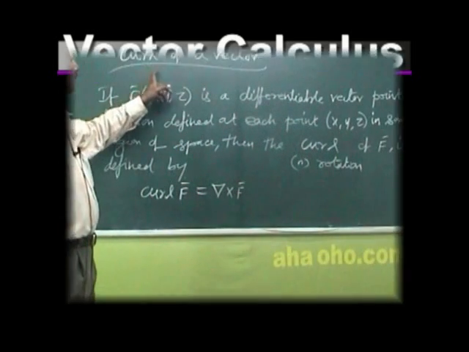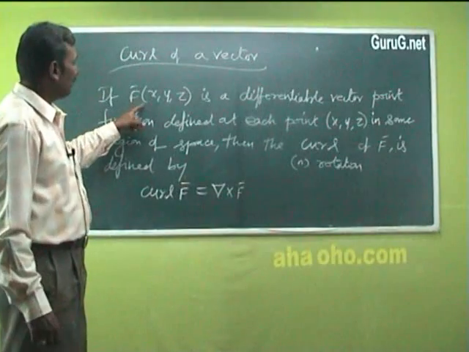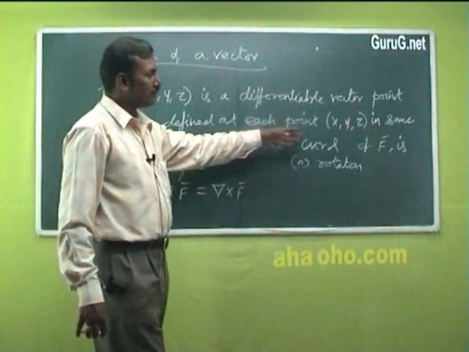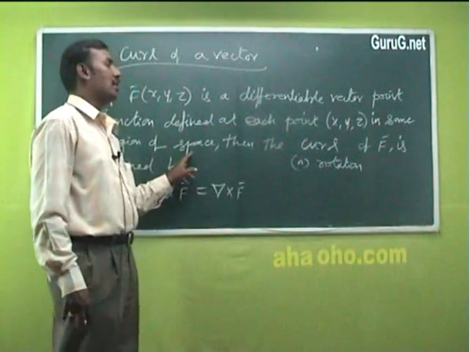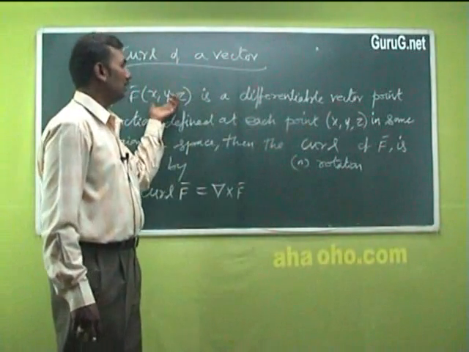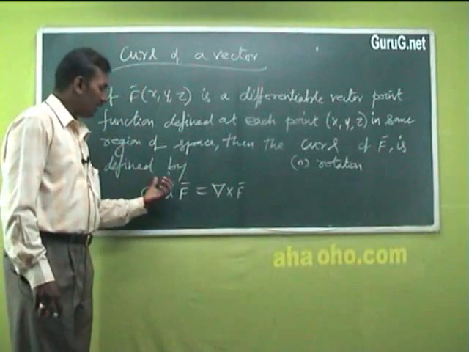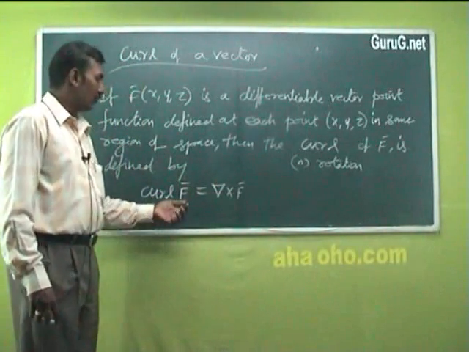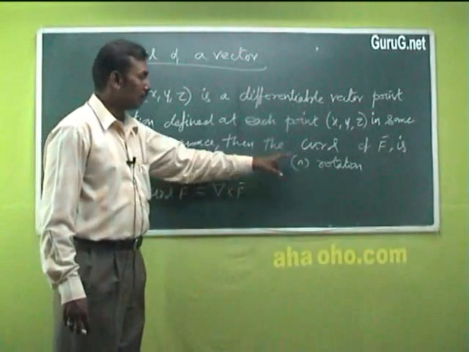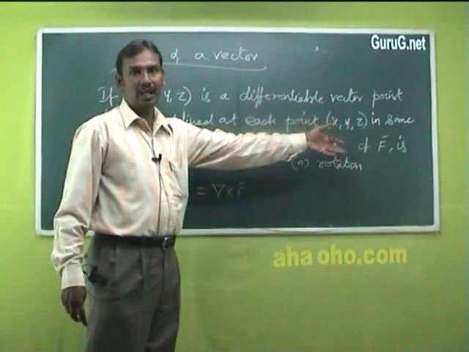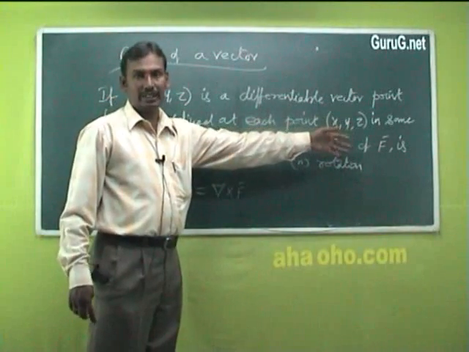Next definition, the curl of a vector. Suppose f vector is a differentiable vector point function defined at each point x, y, z in some region of space. Then the curl of this function is denoted by curl f, which is equal to del cross f, or sometimes called the rotation of f vector.